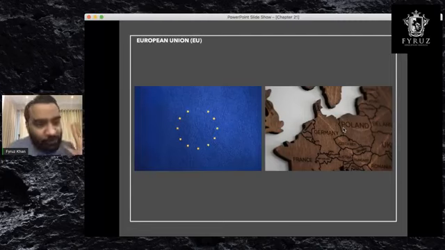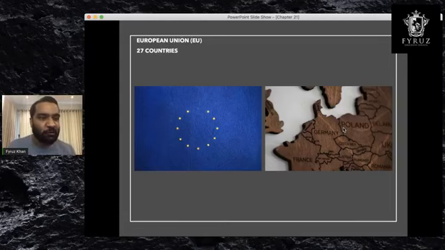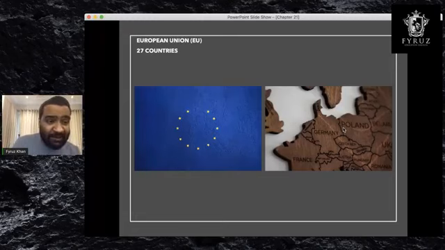Under the European Union, you have 27 countries who signed to work together. They are treated as one country, as one region. But why is it so? Why will India sign a special business agreement with Bangladesh? Why will America sign an agreement with India? These are the things you need to ask yourself. Why do we have the European Union in the first place?